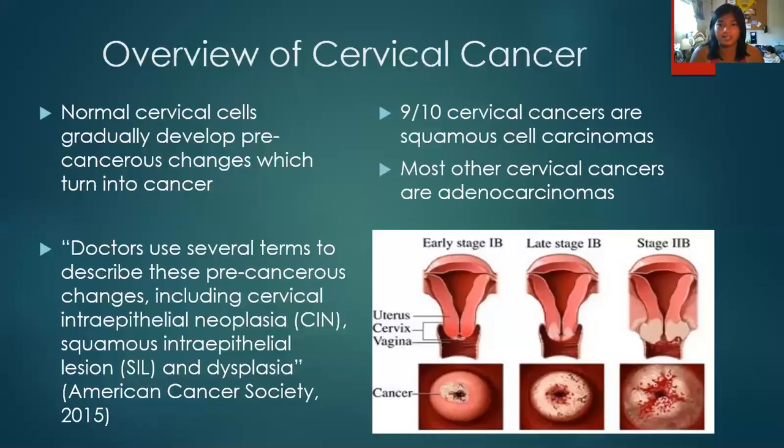9 in 10 cervical cancers are squamous cell carcinomas, and most other cervical cancers are adenocarcinomas. And here I have a picture of different stages of cervical cancers, starting from early stage, which is on your left side right here, and then the late stages where the cancer has spread not only throughout the cervix, the endo and ectocervix, but also to neighboring tissues such as the vagina and pelvic wall.